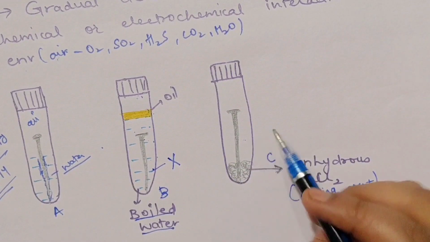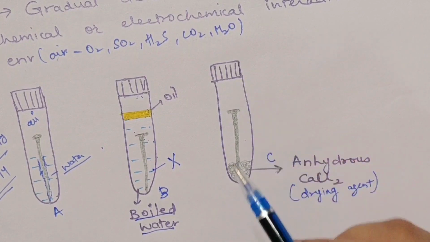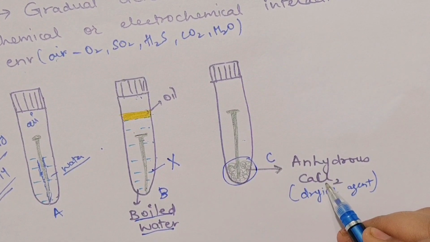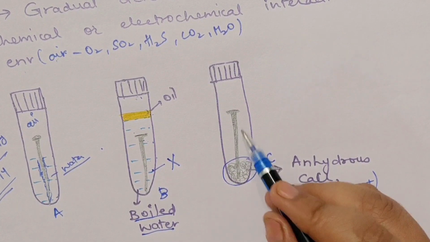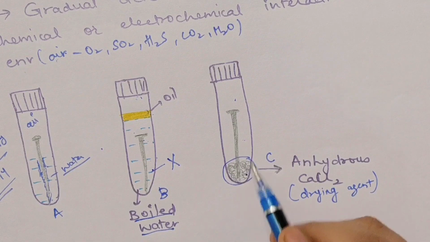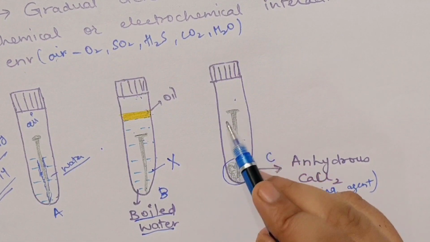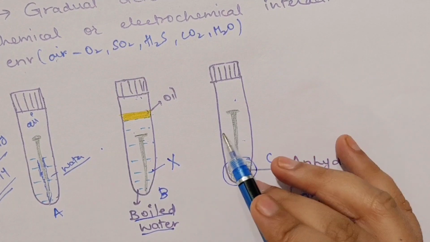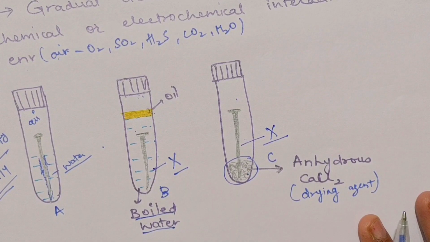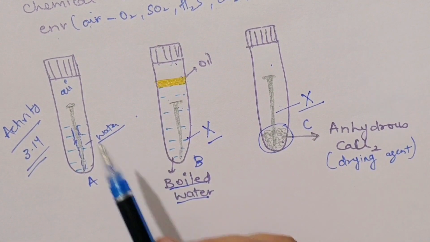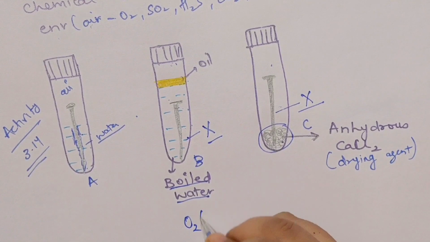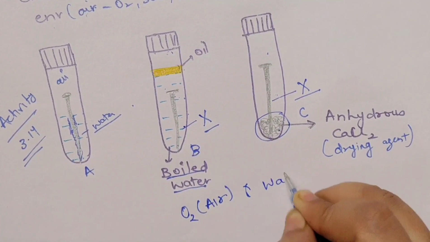In this case, we have no water, of course. We have air, but air also usually has moisture. But then this is anhydrous calcium chloride, which is a good drying agent. That means whatever moisture was present in the air inside the test tube has been absorbed by anhydrous calcium chloride. So now this test tube does not have any moisture. It has oxygen, but it doesn't have any moisture. And we see that even this does not get rusted. What does this activity prove? This activity proves that in order for rusting to take place, or in order for corrosion to take place, oxygen, or in other words air, and water both are needed.